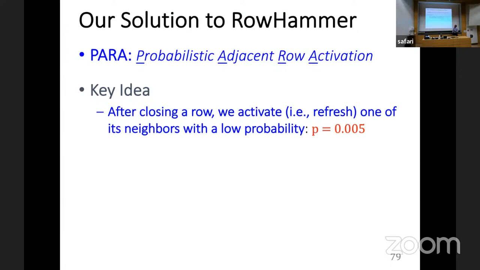So our solution was very simple. I still think this is actually a very good basis of a solution, but we will see that this doesn't work as RowHammer gets much worse in existing chips. The basis of the solution is this. It's called probabilistic adjacent row activation.